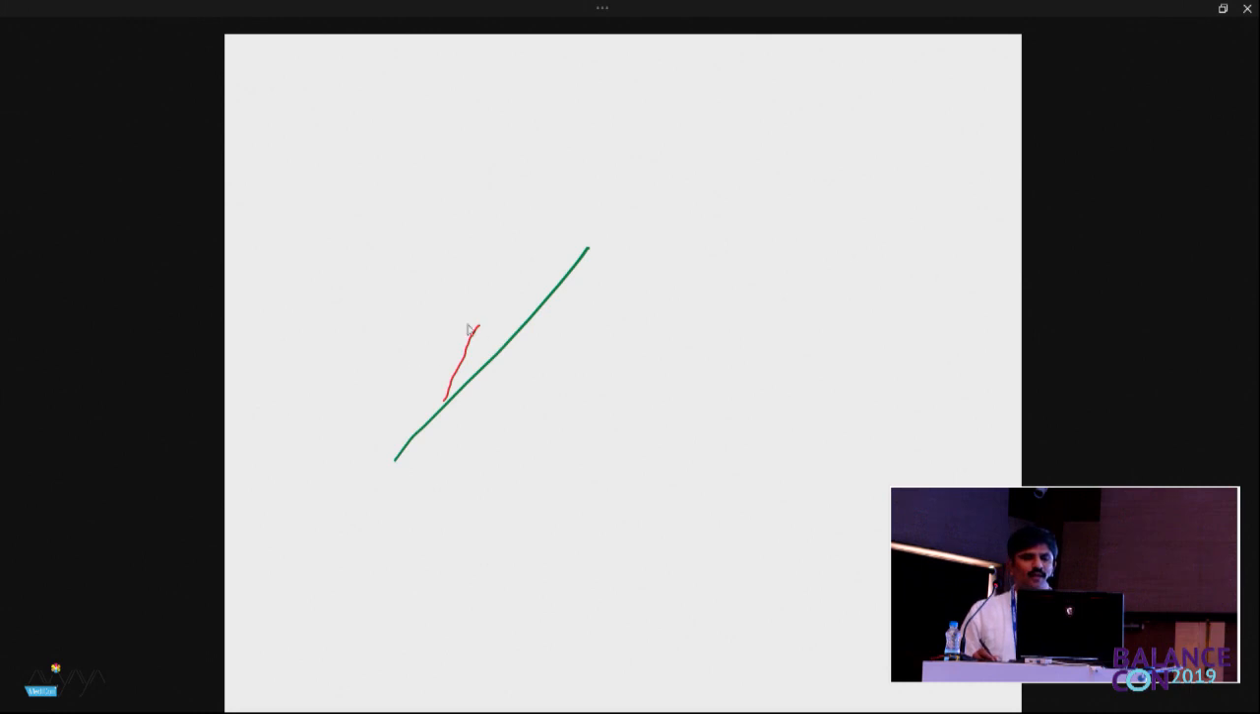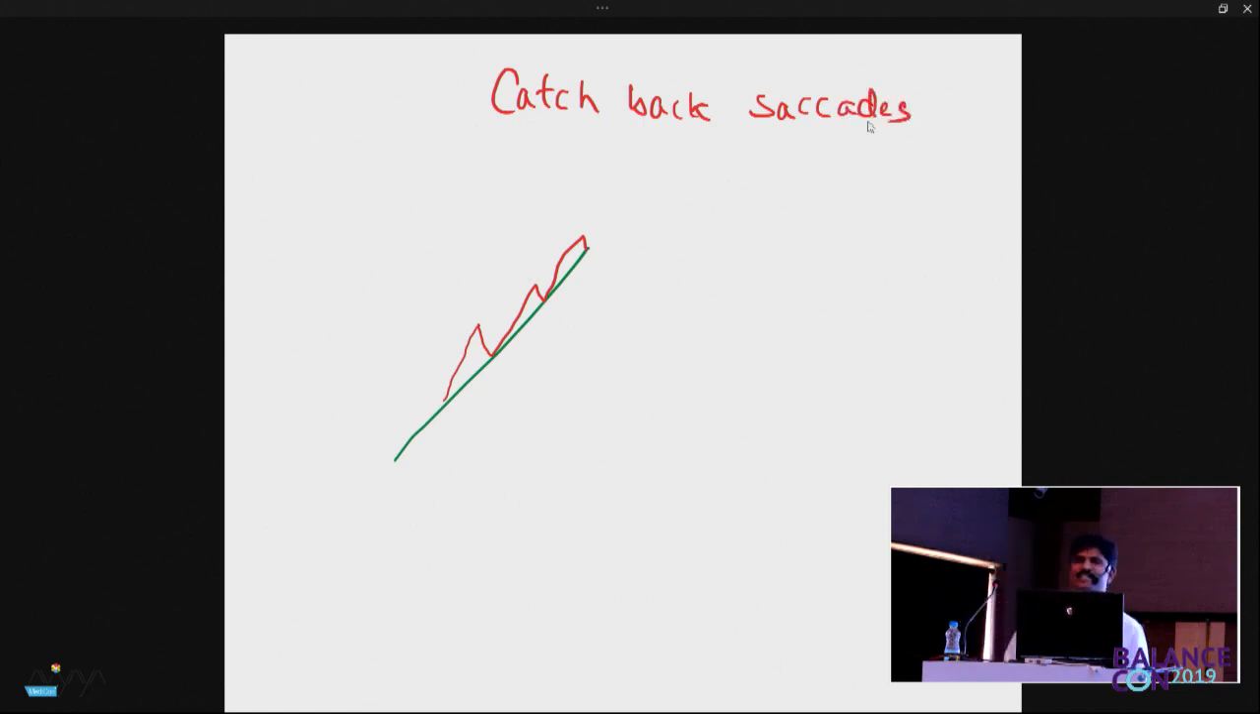Now, the eye has gone further right, but the target has still not come that far. So what is the eye supposed to do now? Come back. The eye goes back, comes back, goes, comes back. This will be called catch-back saccades.